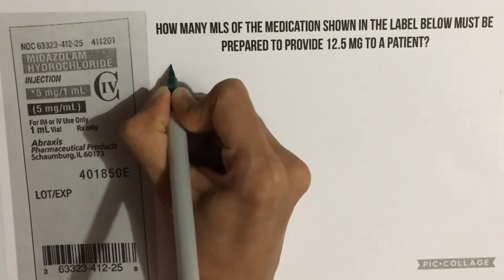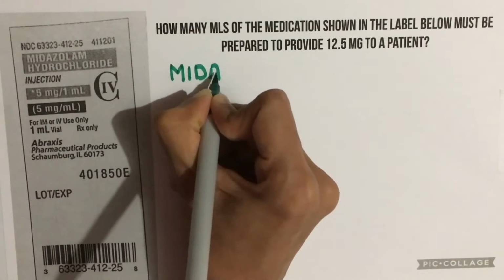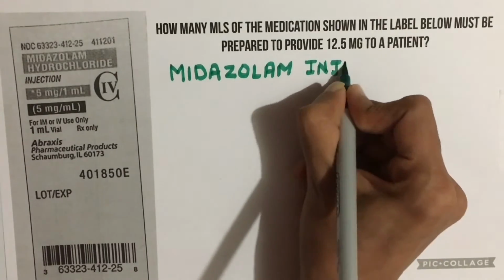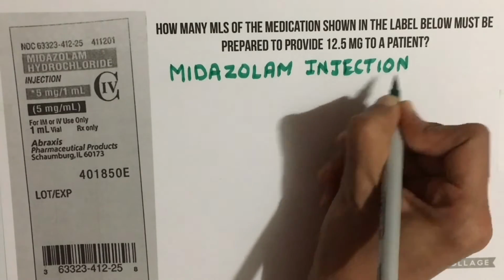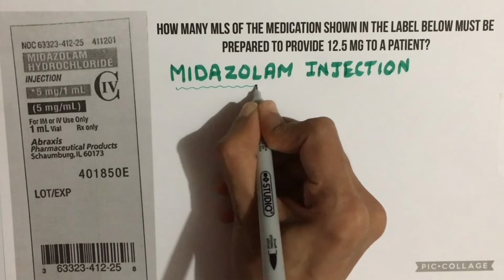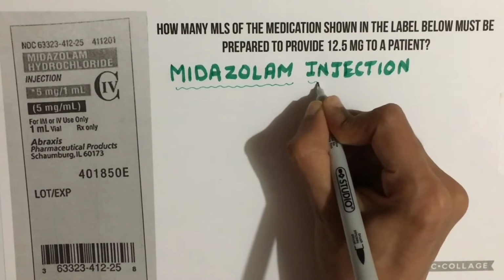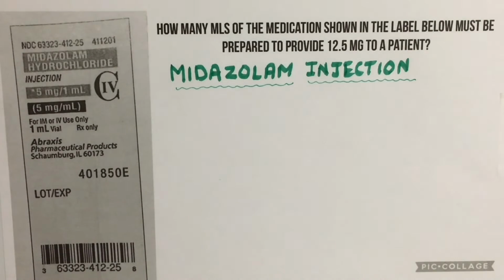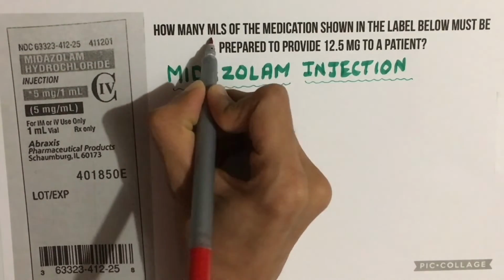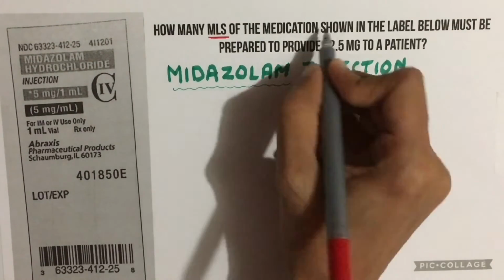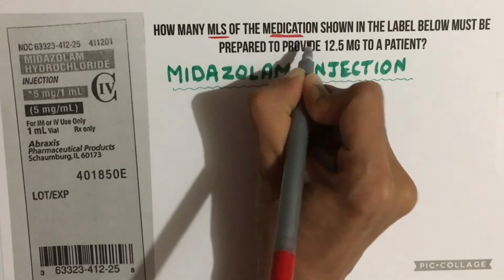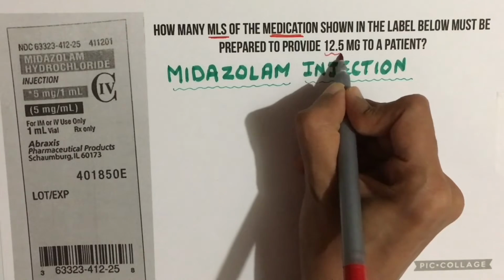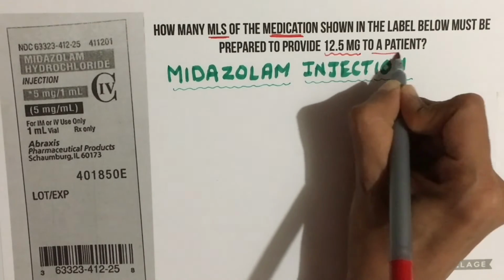So today we are going to learn about midazolam injectable. Midazolam injection is used before medical procedures and surgery to cause drowsiness and relieve anxiety. It is also given as a part of anesthesia during surgery to produce loss of consciousness. So how many milliliters of the medication shown in the label below, which is midazolam, must be prepared to provide 12.5 milligram to a patient?